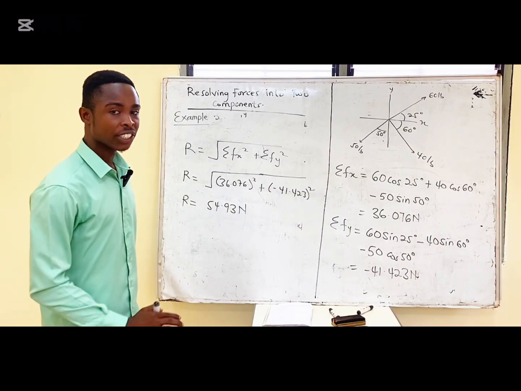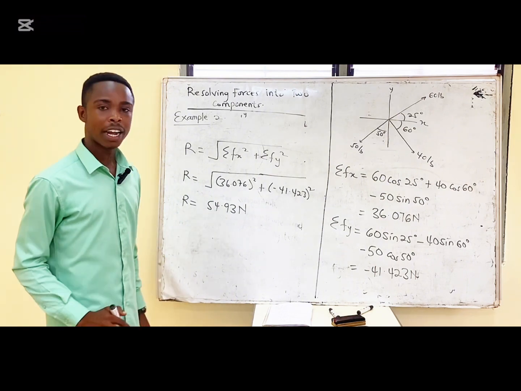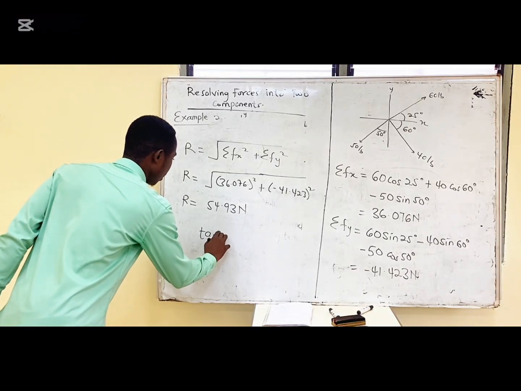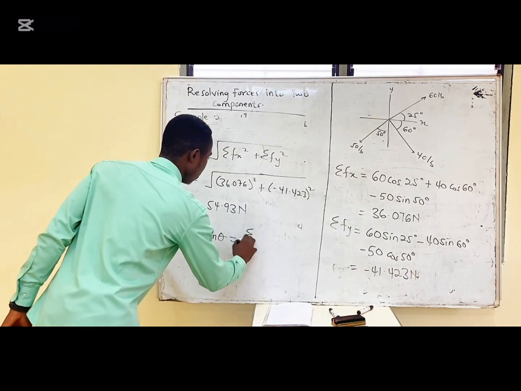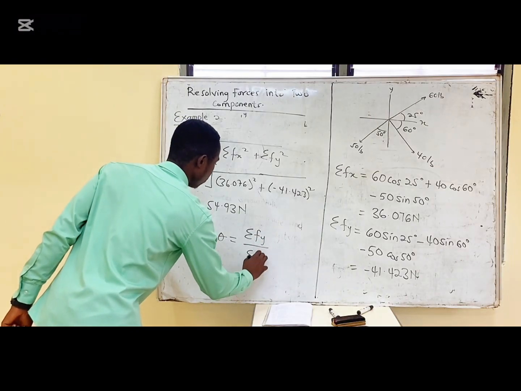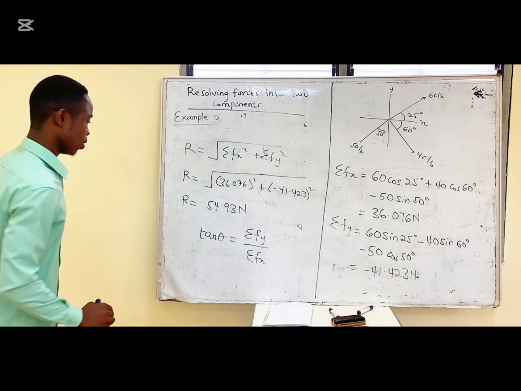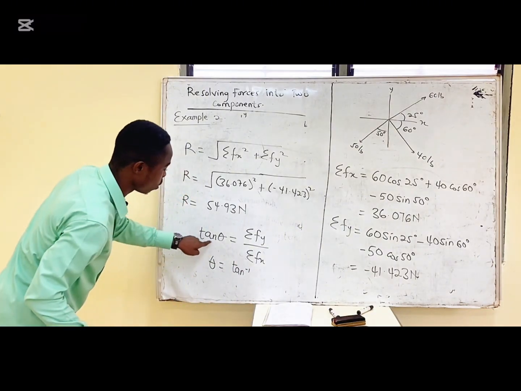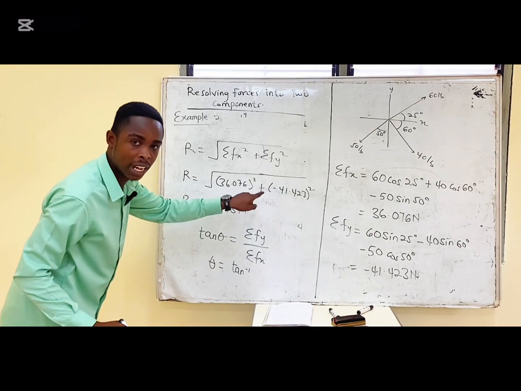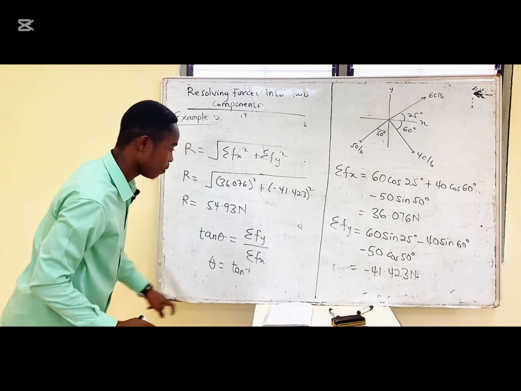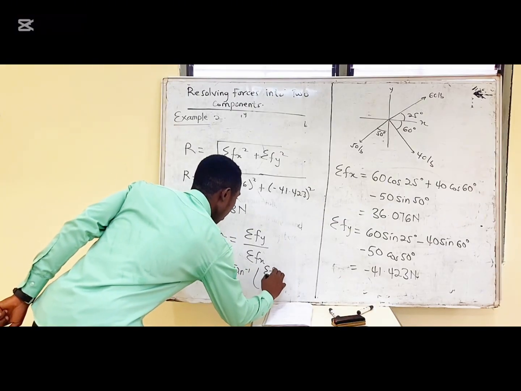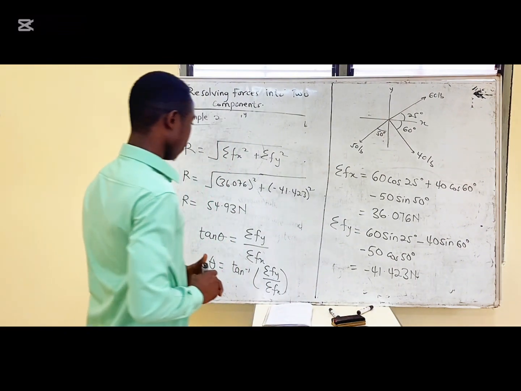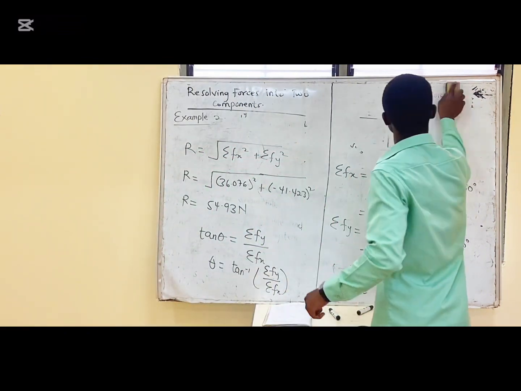After calculating for R, which is our resultant, that's the magnitude, the question also demanded of us to find the direction of this magnitude, which is the angle theta. We are going to use the formula tan theta equals summation of Fy over summation of Fx. So theta is tan inverse, because we want theta. If we want to find theta, we take the tan inverse of this particular fraction: summation of Fy over summation of Fx.